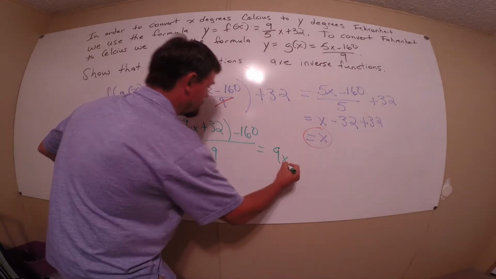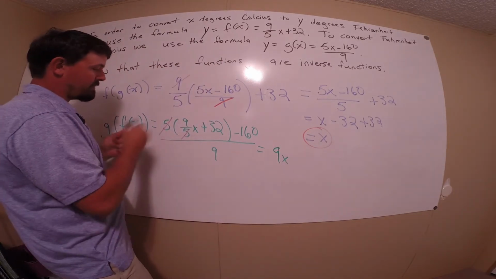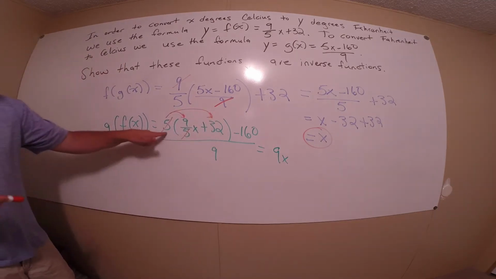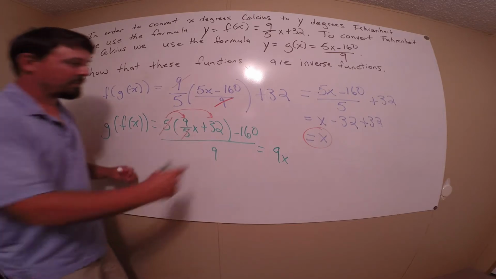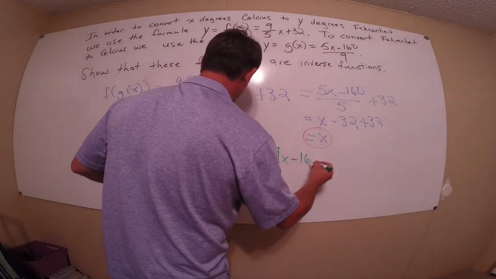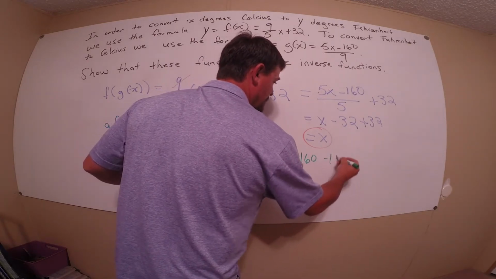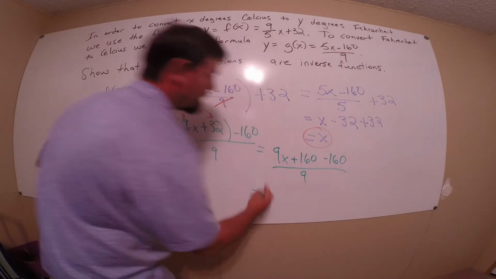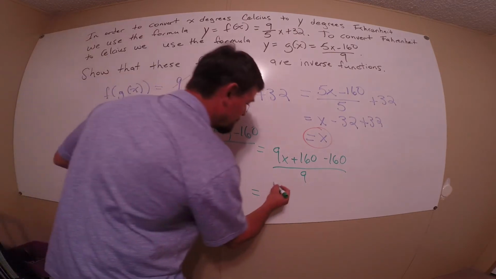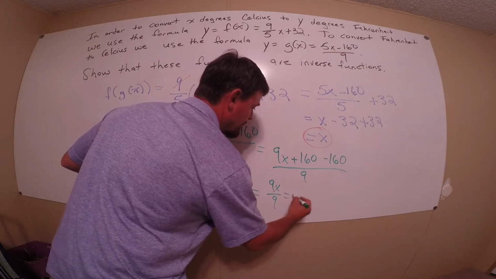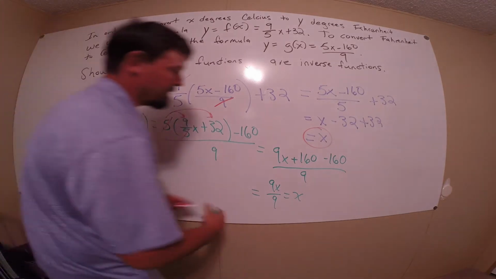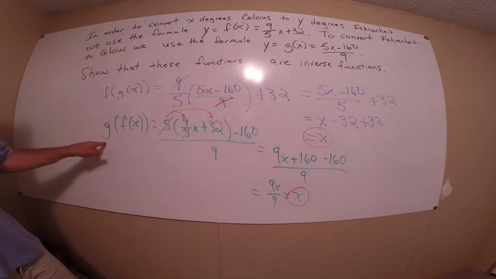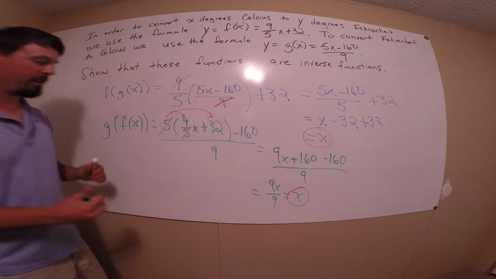I've got a 9x. Alright, I still have to distribute. I distributed my 5 here. I've got to distribute my 5 to this 32. 5 times 32 is going to give us 160, plus 160. We've got a minus 160 here, all over a 9. 160 minus 160 is 0. I get a 9x over 9, which gives me an x, which is exactly what we wanted. F of g of x equals x. G of f of x equals x. Therefore, they are inverses.